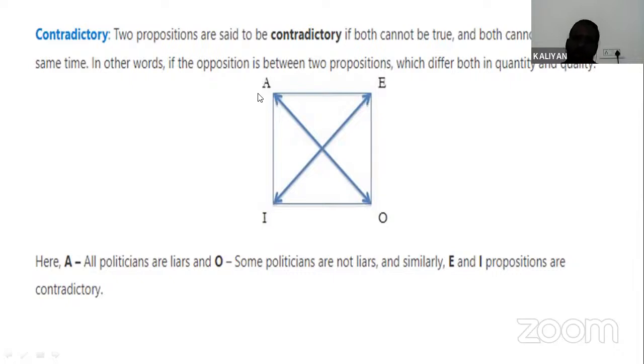Is it clear what contradictory is? This is very important. If it is not clear, I will explain again. Please share your understanding. Yeah, clear. So one is the opposite of the other. That is called contradictory.